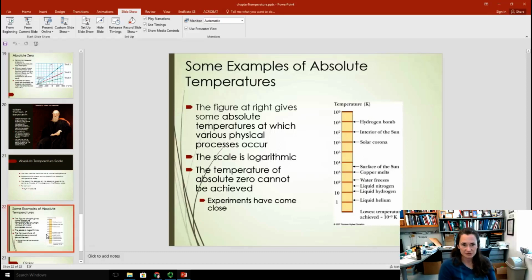Here's some examples of different temperatures on the Kelvin scale. You might be proud or horrified to note that here on Earth we've actually exceeded the temperature of the interior of the sun with our hydrogen bomb testing. There it is. Anyway, the interior of the sun's about 10 to the 7th, the corona is about 10 to the 6th, the surface of the sun is a few thousand Kelvin. And then we get down into everyday temperatures, of course, where water freezes, and then liquid nitrogen, liquid hydrogen, liquid helium is 4 Kelvin. And then the lowest temperature that we've ever achieved in the laboratory, thanks to laser cooling and trapping, is 10 to the minus 9 Kelvin. So all some interesting stuff there.